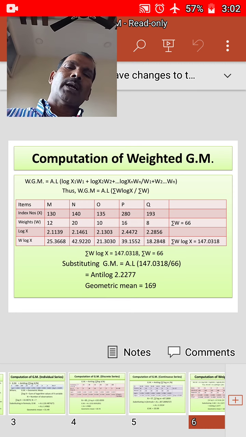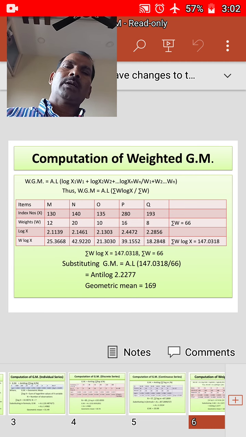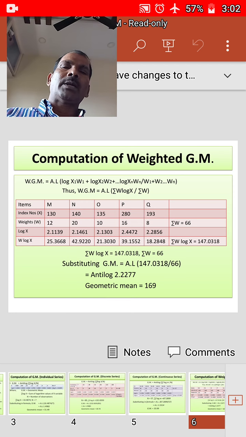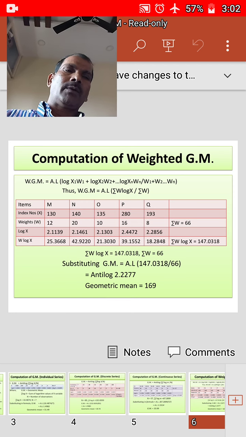geometric mean is equal to antilog of 147.0318 by 66. That is, 147.0318 by 66 is equal to, we got 2.2277. Hence, antilog of 2.2277 is equal to 169. This will be the geometric mean for the given data.